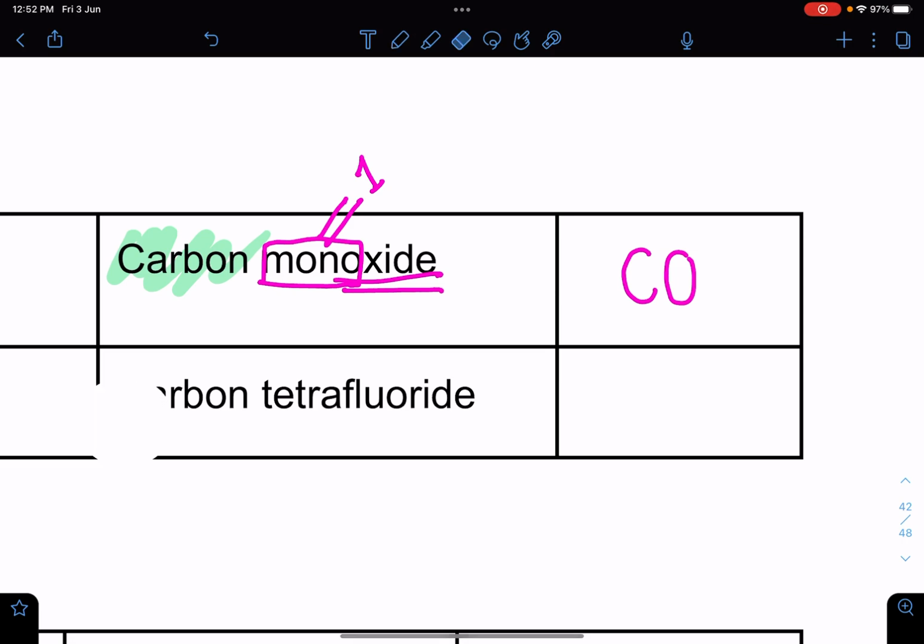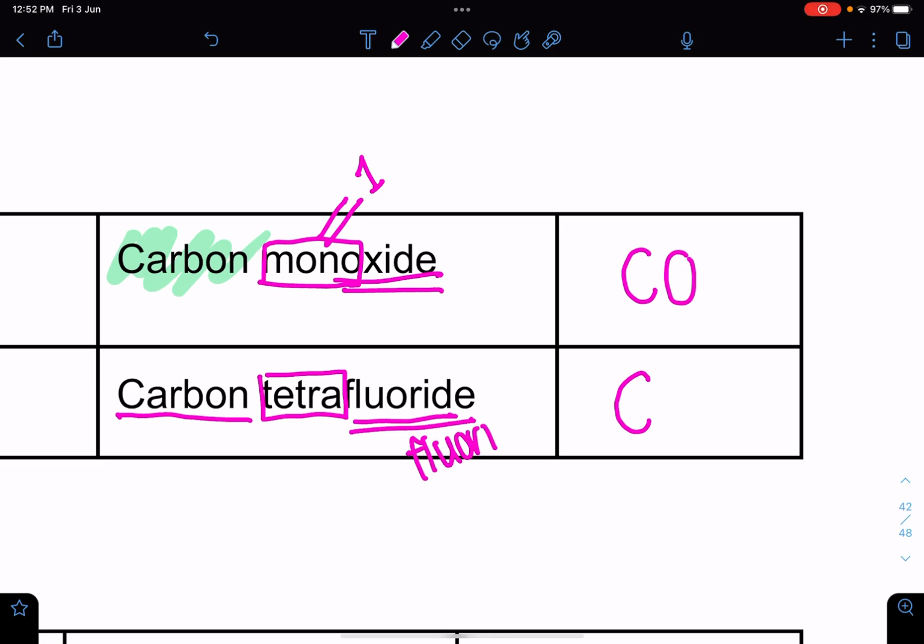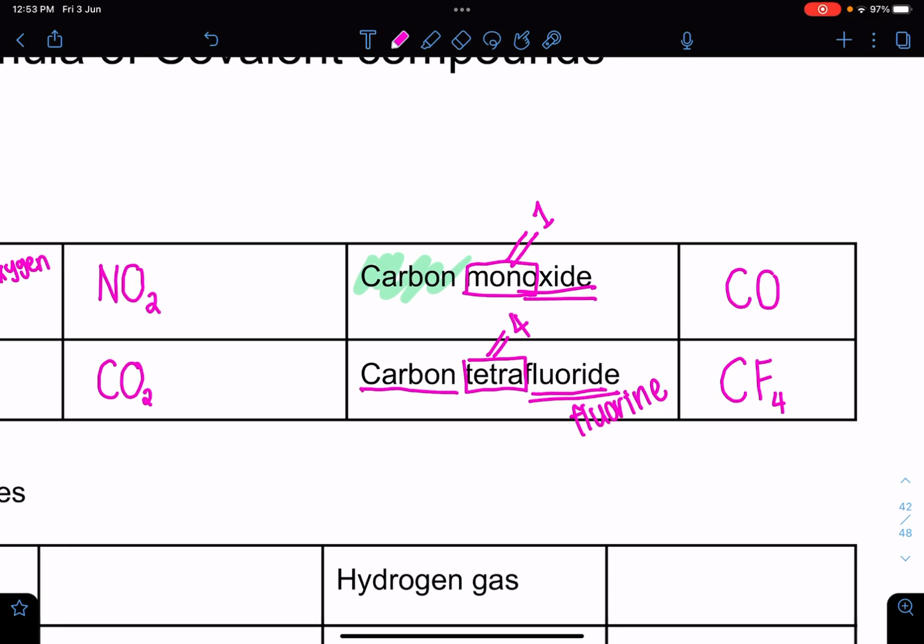It says carbon tetrafluoride. So carbon has the chemical symbol C. Okay, tetra is the prefix for fluoride. Fluoride, if you look at your periodic table, represents fluorine. So the chemical symbol for fluorine is simply F. Tetra in the English meaning means 4. So it's just CF4.